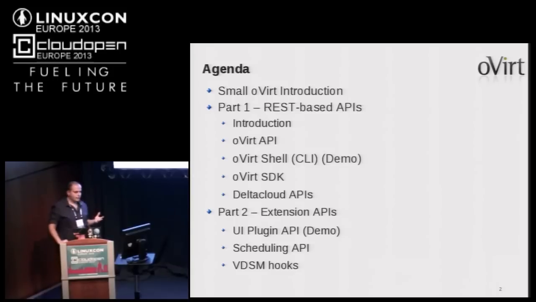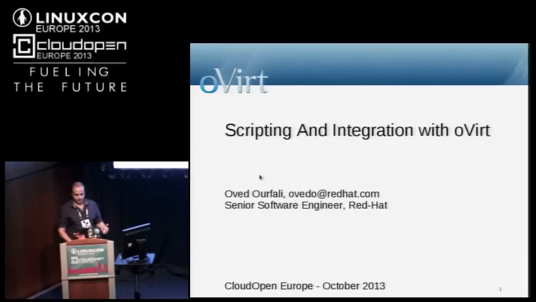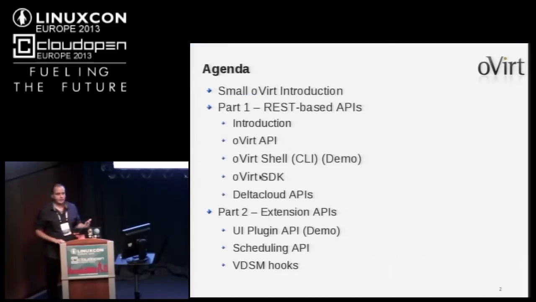Now, that part is basically the basics for the second part, in which we'll talk about how we can extend the functionality of the oVirt engine and modify its behavior in different fields using UI plugins to change the UI, scheduling APIs or scheduling plugins in order to change the way oVirt schedules VMs in its environment, and VDSM hooks. Now, the first two, UI plugins and scheduling API, you would basically use in addition to using the oVirt SDK, for example, in order to do different operations. So that's why I divided it into these two sections.